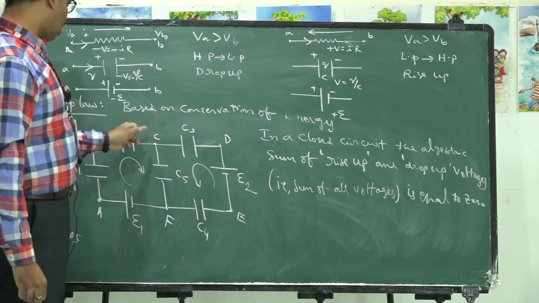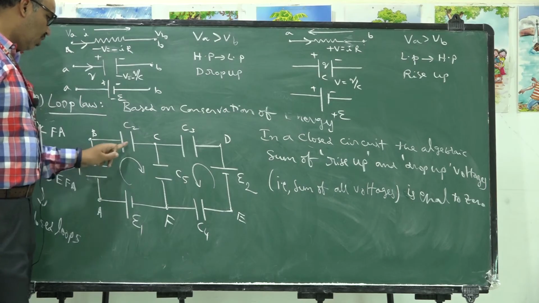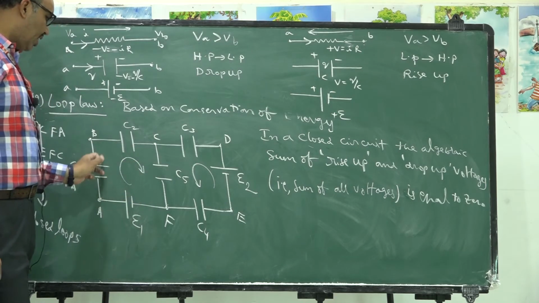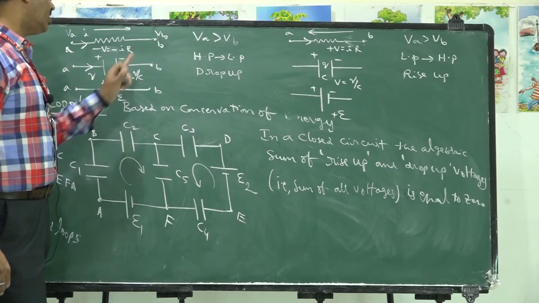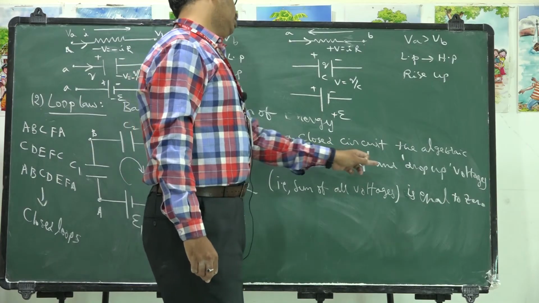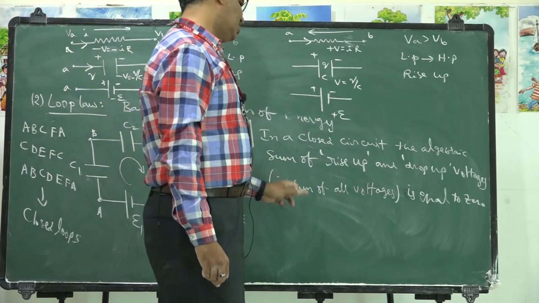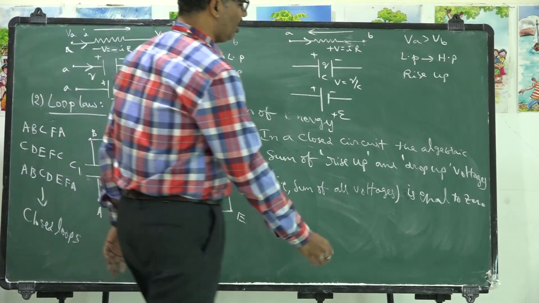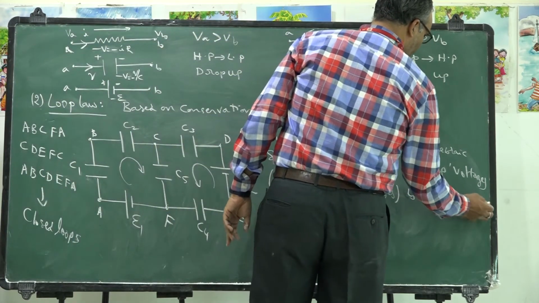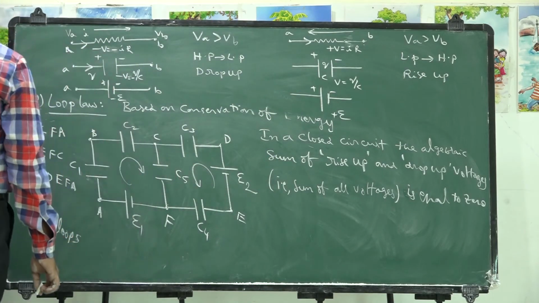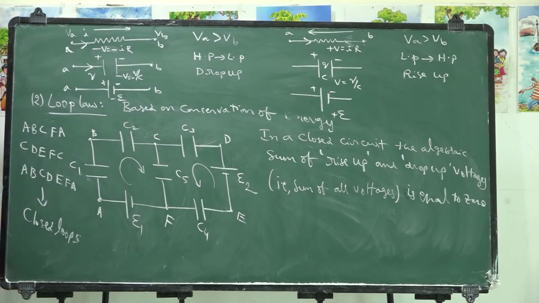So in a particular loop, you find the potential here, you find the potential here, you find the potential here, you find the potential here. You take the sum of all those potentials with respect to this sign convention. The sum of all those rise up and drop out voltages in a particular closed loop is equal to 0. This law is called loop law. With the help of these two laws, we can do the circuit analysis.